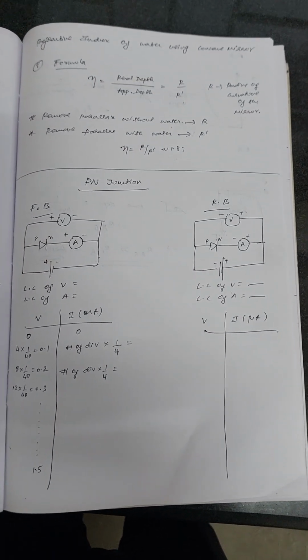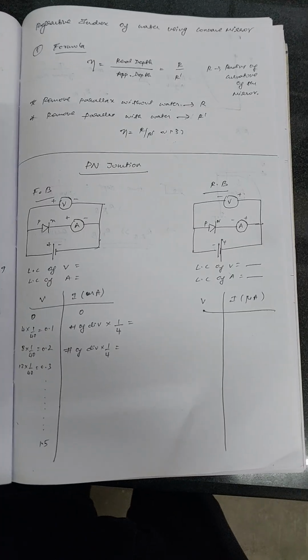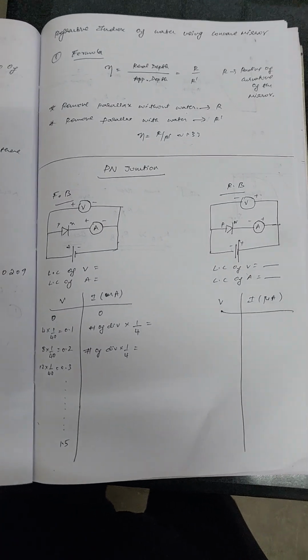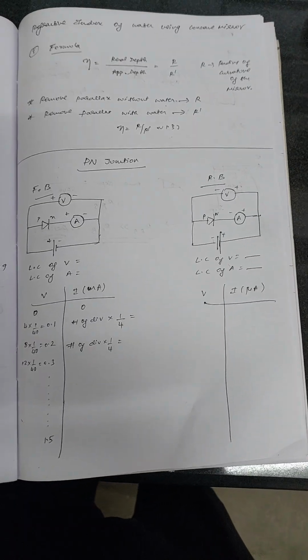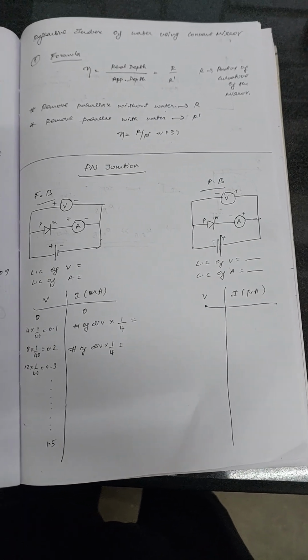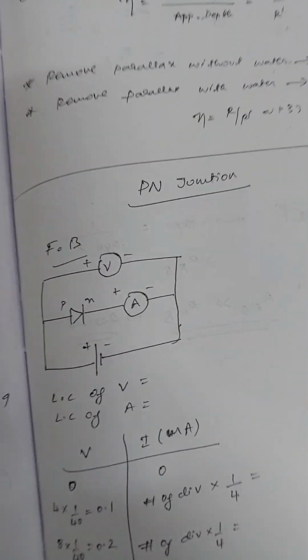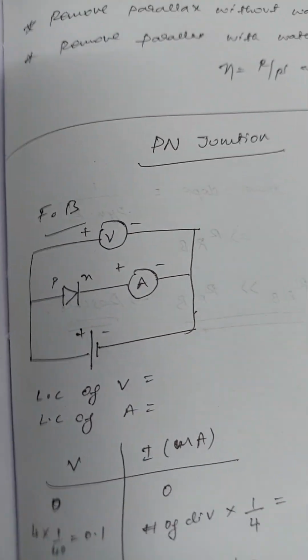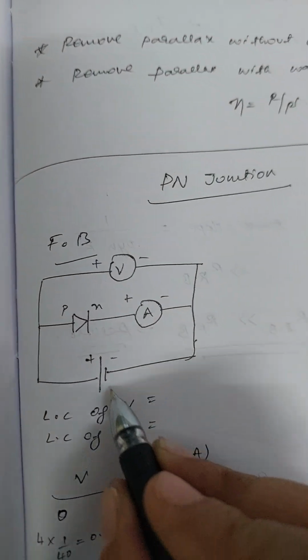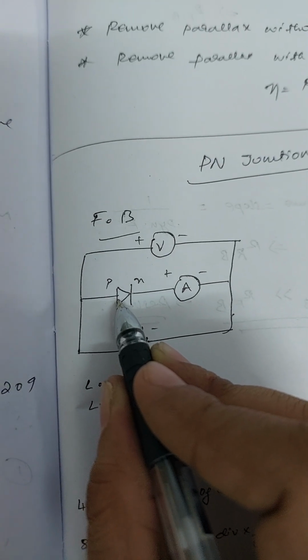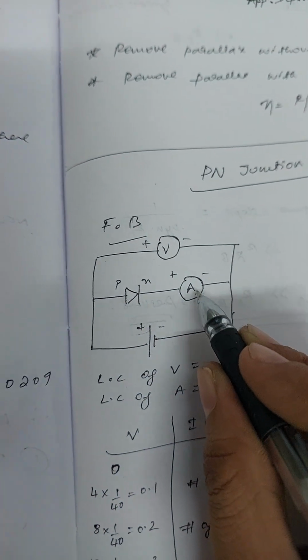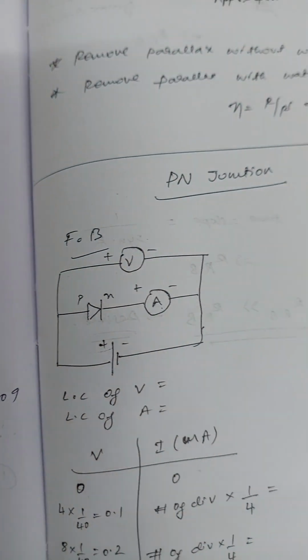So in this experiment, the aim of the experiment is to plot the IV characteristics, current versus voltage characteristics of a PN junction diode in forward bias as well as reverse bias. So this is the circuit diagram for the forward bias. Battery positive should be connected to the P type of the diode. This is the diode, P type of the diode, and the current is positive and voltage is also positive.